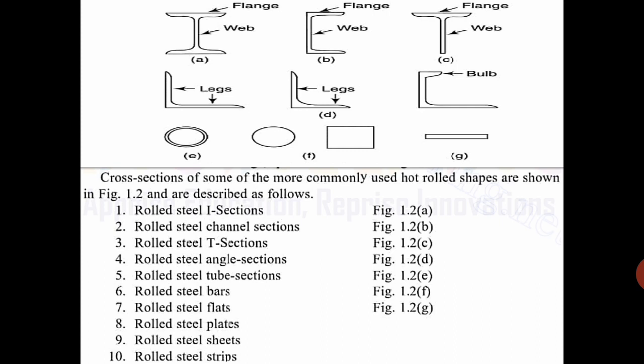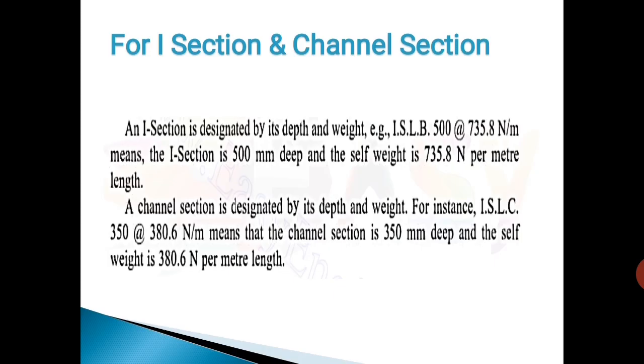Okay, so these are the hot rolled shapes. Now, for I sections and channel sections, how to read the sections. First of all, we will see how to read I section and channel section examples.